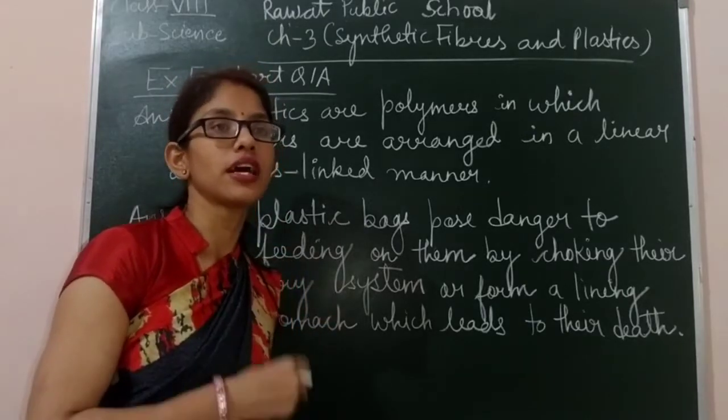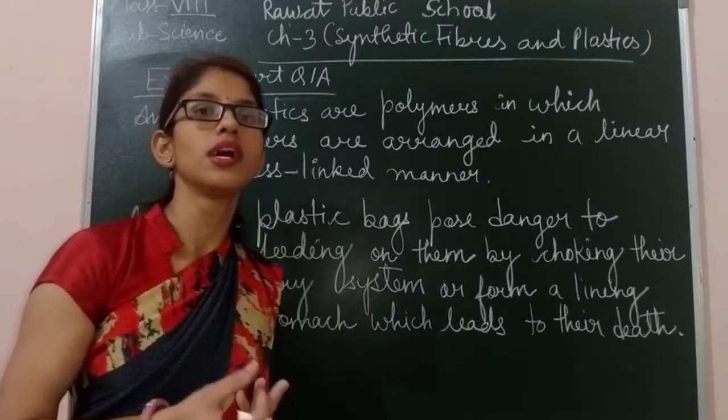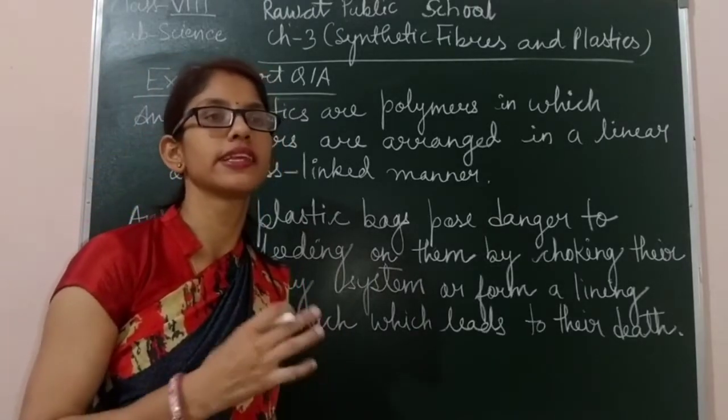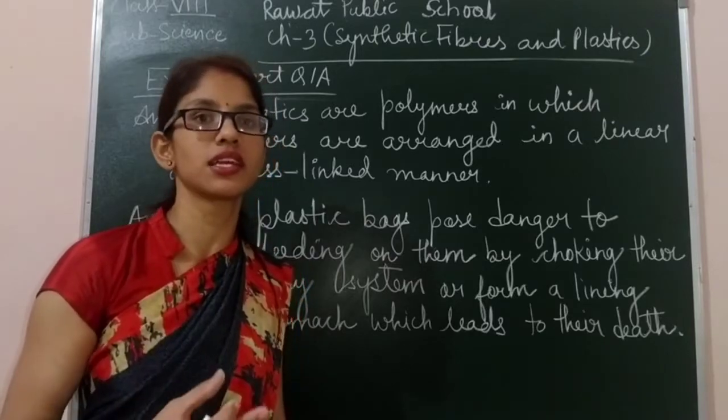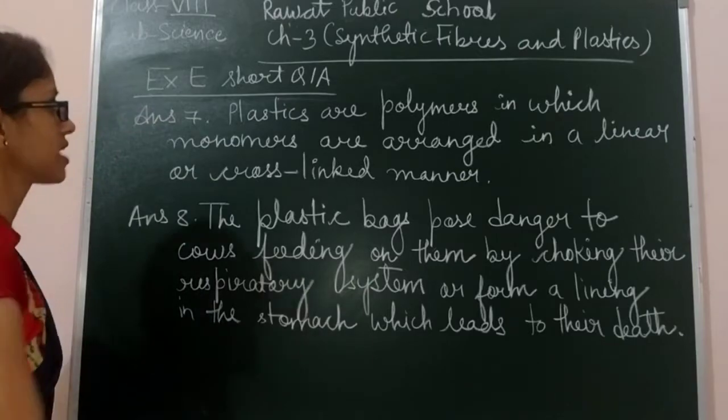So if they are arranged in a linear form, plastic will be formed, and if they are arranged in a cross-linking manner, then thermosetting plastics like bakelite and melamine will be formed. So let's see the answer to this question 7.